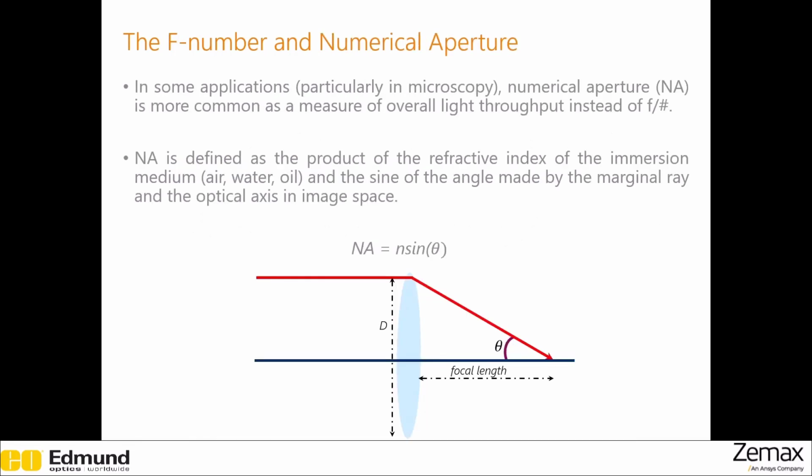Another parameter that specifies the light gathering capability of a lens is the numerical aperture. It is essentially defined by the marginal ray angle here, and the proper definition is the product of the sine of this angle theta and the refractive index of the medium where the lens resides.